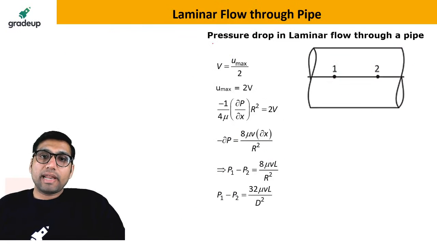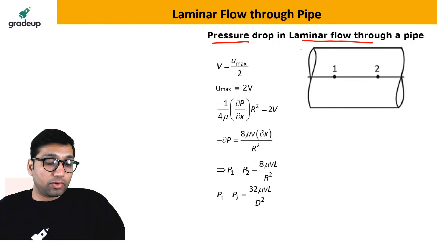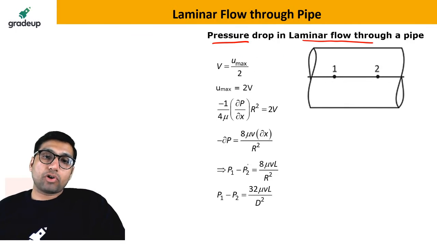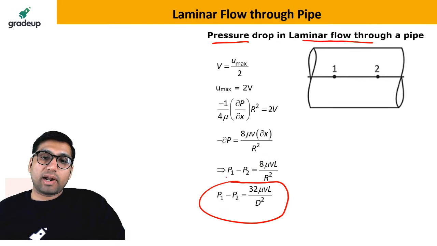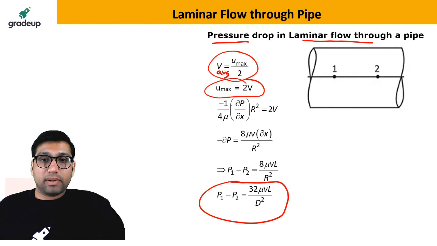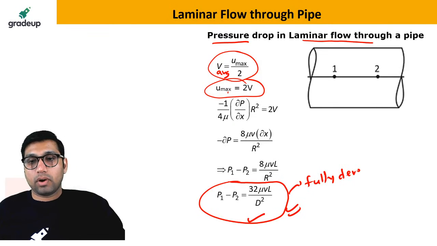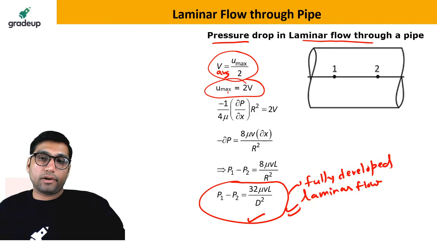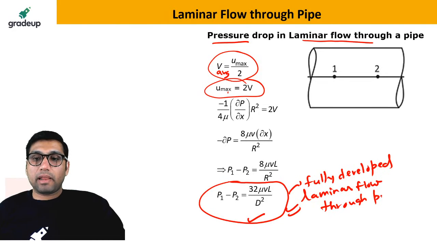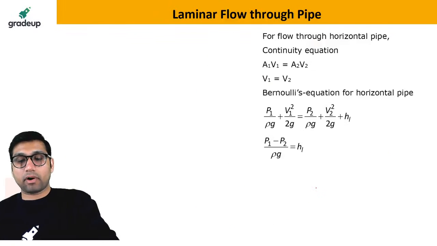Now next is the pressure drop in the laminar flow through pipe. How can you find the pressure drop for laminar flow through pipe? The pressure drop is equal to 32 mu VL by d square. This is a derivation for the pressure drop. Because average velocity is equal to half of maximum velocity, the maximum velocity will be 2 times the average velocity. From here you can simply say that maximum velocity is equal to this. If you integrate it, you will be getting this relation. P1 minus P2, which is the pressure drop, is equal to 32 mu VL by d square. This pressure drop is only for fully developed laminar flow through pipe. This is the formula for pressure drop.